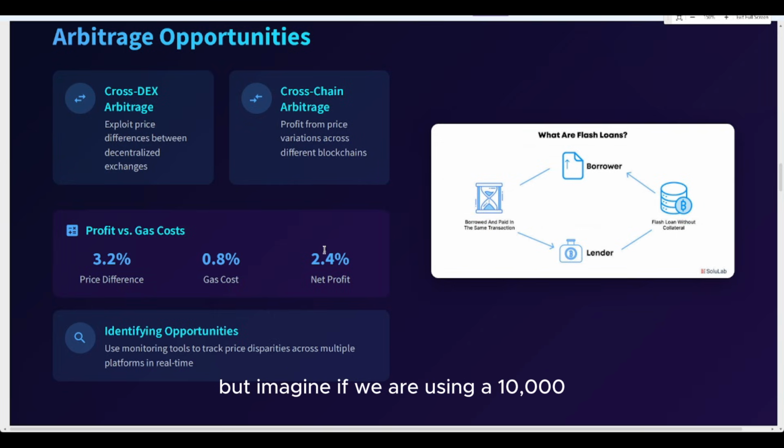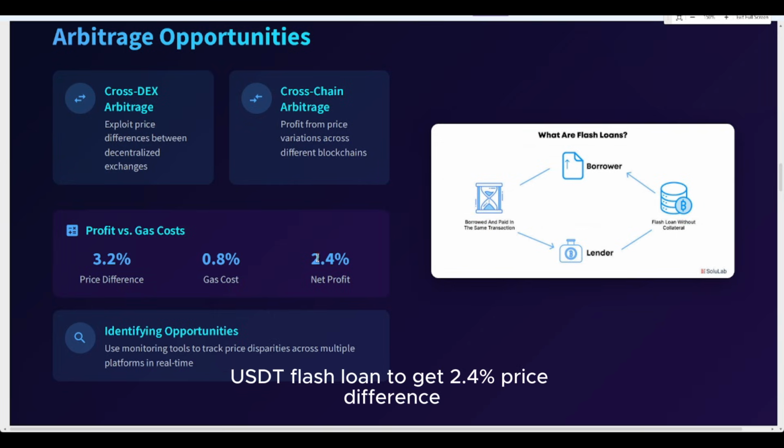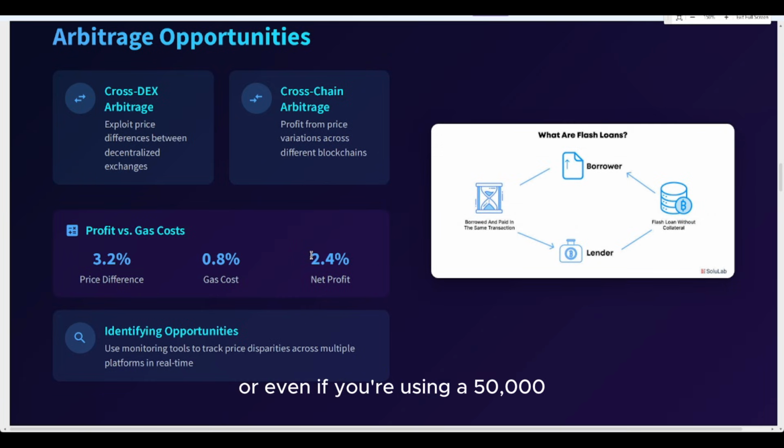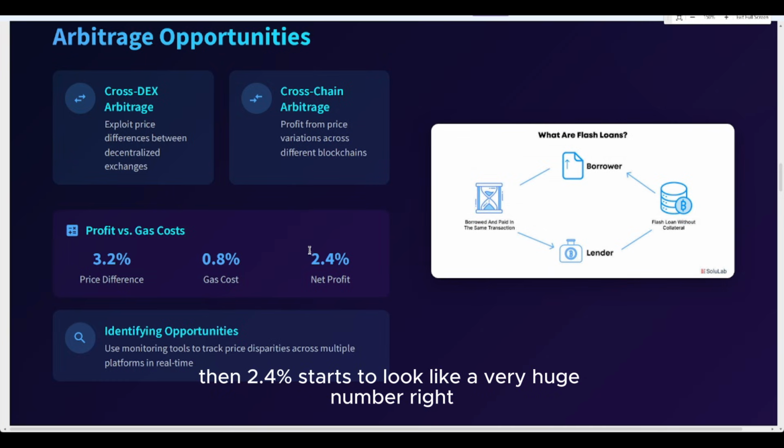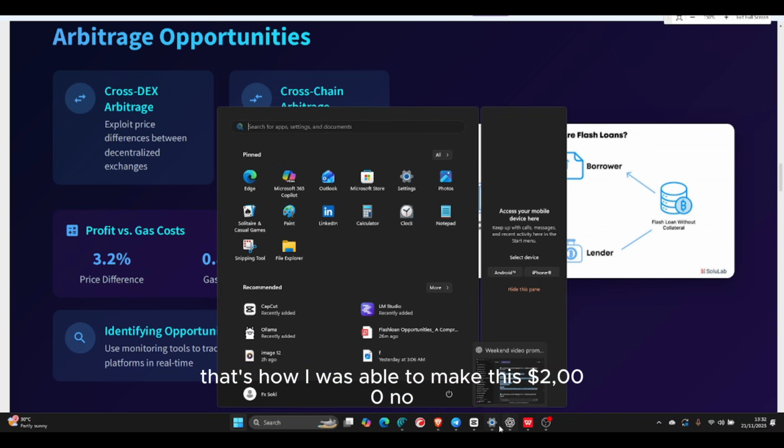But imagine if we are using a 10,000 USDT flash loan to get 2.4% price difference, or even if you're using a 50,000 USDT flash loan, or even a 100,000 USDT flash loan, then 2.4% starts to look like a very huge number, right? That's how I was able to make this $2,000.